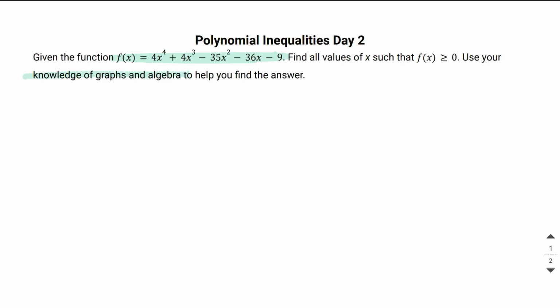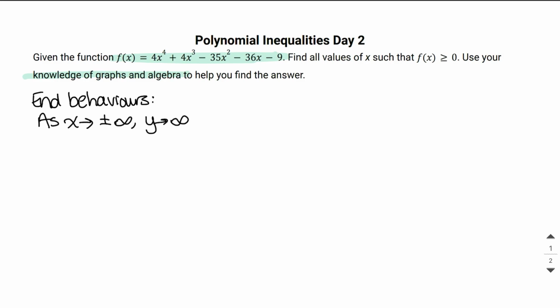So the first thing I want to look at is end behavior. We know that this is an even degree, so it's going to have end behavior that is going in the same direction. It's either going to open up or open down. Because the leading coefficient is positive, it's going to open up. So our end behaviors here are going to give us some information. We know that as x approaches positive and negative infinity, y is going to approach positive infinity. We know it's going to open up.